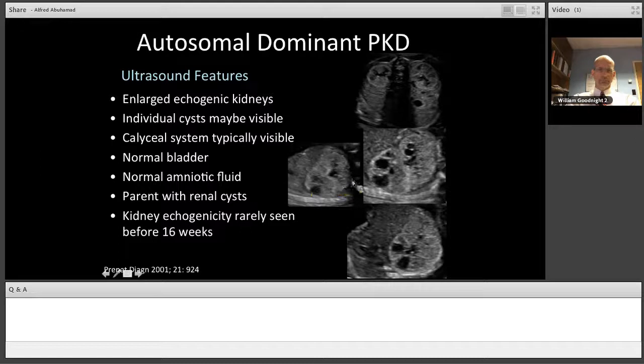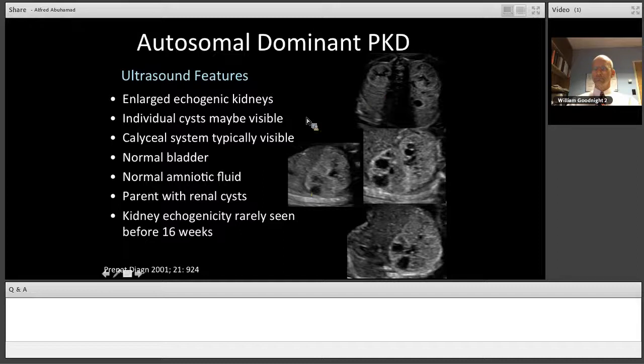The calyceal system typically is visible, as you see in this fetus here. There's normal fluid and a normal bladder. Here you scan the parent's kidneys, and typically they have fairly large cysts and large kidneys bilaterally. You can start seeing echogenicity.